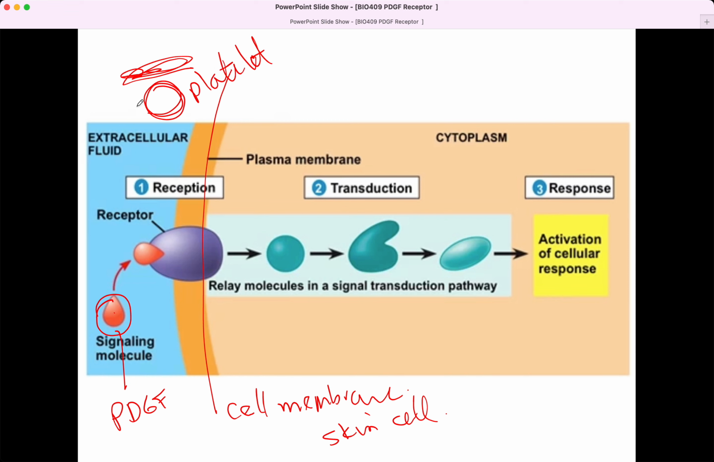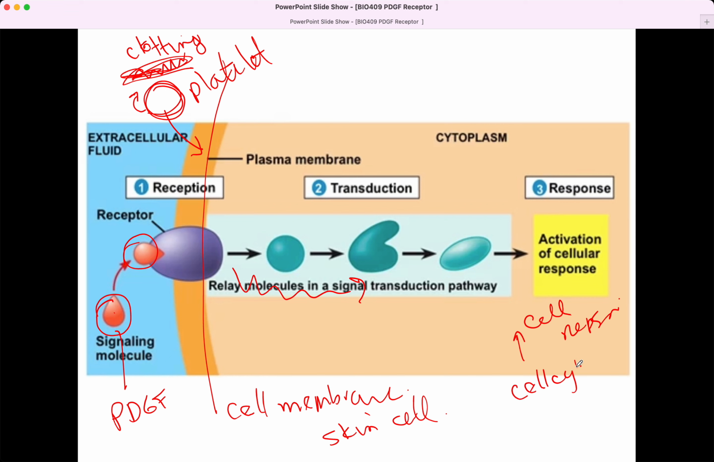Platelets famously release clotting factors that help clot the blood at the site of a wound, and also help form a scab. And they also release PDGF, and that's good because we want to stimulate healing under the wound. And PDGF binds to the PDGF receptor, and then a signal transduction pathway takes place, and a cell response takes place.